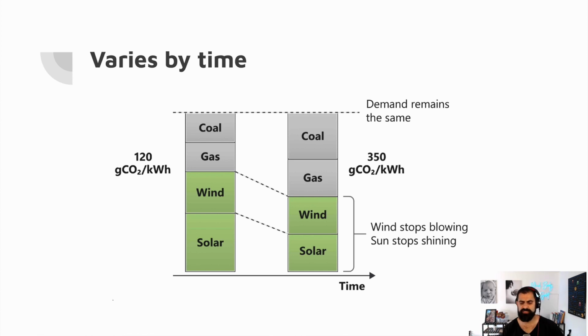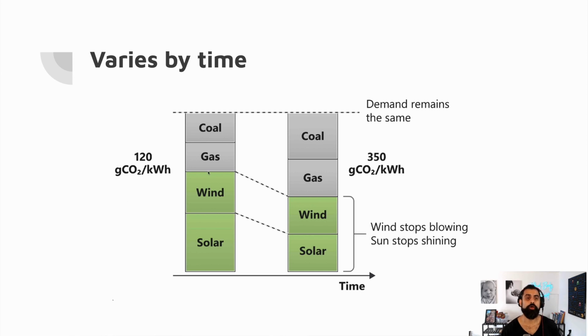Now, in a world where you just burn stuff, that's easy, because you're just like, well, look, we need a bit more now. Can you burn a bit more coal? Is that right? Okay, fine. Excellent. In a world of renewables, it's a bit different, because we don't control the wind and the sun. If the wind stops blowing or the sun stops shining, then something else needs to happen. What typically happens is that more coal or gas is burnt.